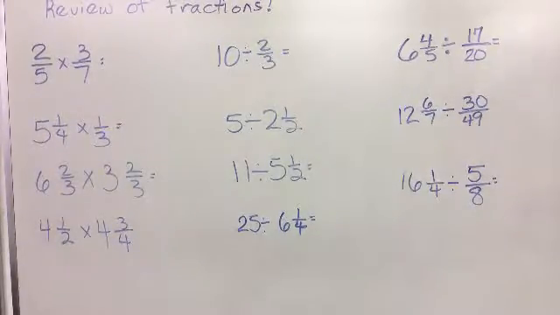Okay, 2/5 times 3/7, 5 1/4 times 1/3, 6 2/3 times 3 2/3, 4 1/2 times 4 3/4, 10 divided by 2/3, 5 divided by 2 1/2, 11 divided by 5 1/2, 15 divided by 6 1/4, 6 4/5 divided by 17 over 20, 12 6/7 divided by 30 over 49, 16 1/4 divided by 5/8.